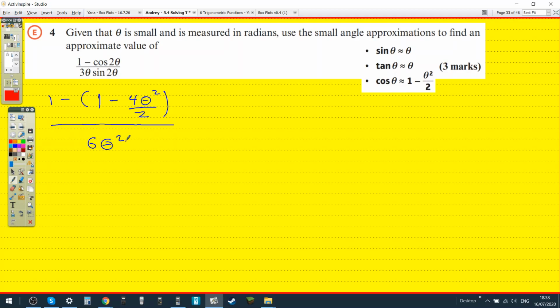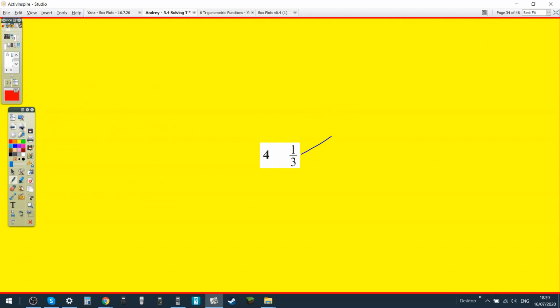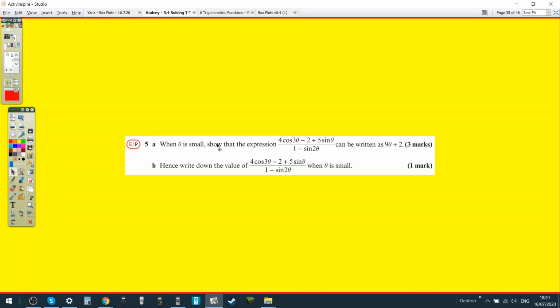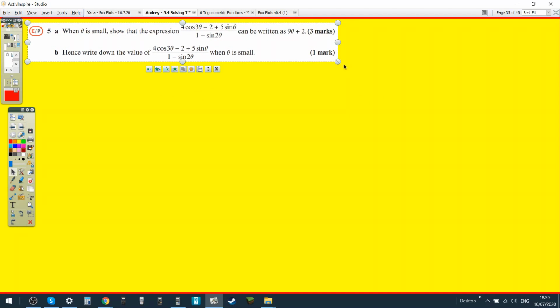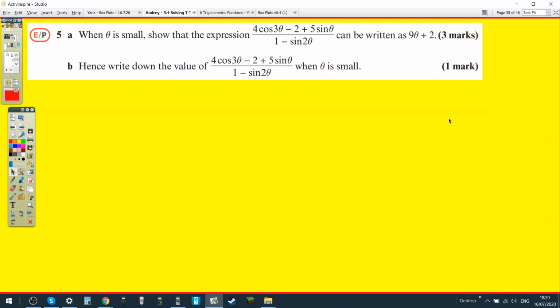And so that will then become 1 minus 1 plus 2 theta squared over 60, and then it'll come down to a third, I think. I don't know if I would have seen a third if we just sub straight in there. 1/3. It's a bit more complicated, but it looks like it's the same idea. No, actually, we better do part A.